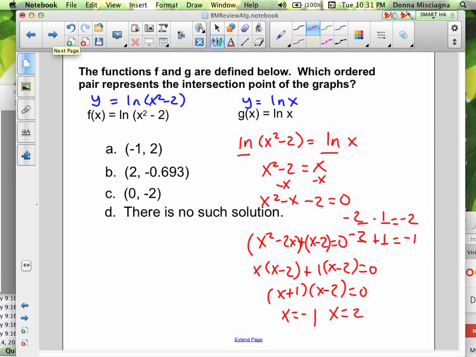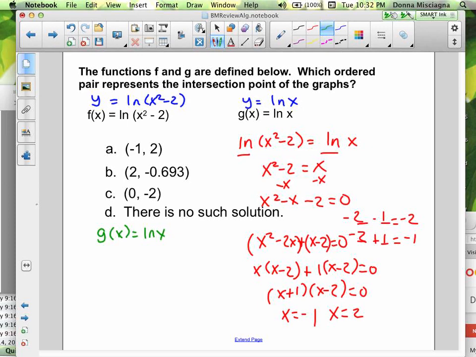Now, log functions you need to check. So when I said you don't have to check on the systems, I was not referring to log. With logs we can get extraneous solutions, so we have to check. All right, so let's check our answers. We have to find the y values anyway. It doesn't matter which equation you use to check and to find the y values. Let's just use g of x equals natural log of x.